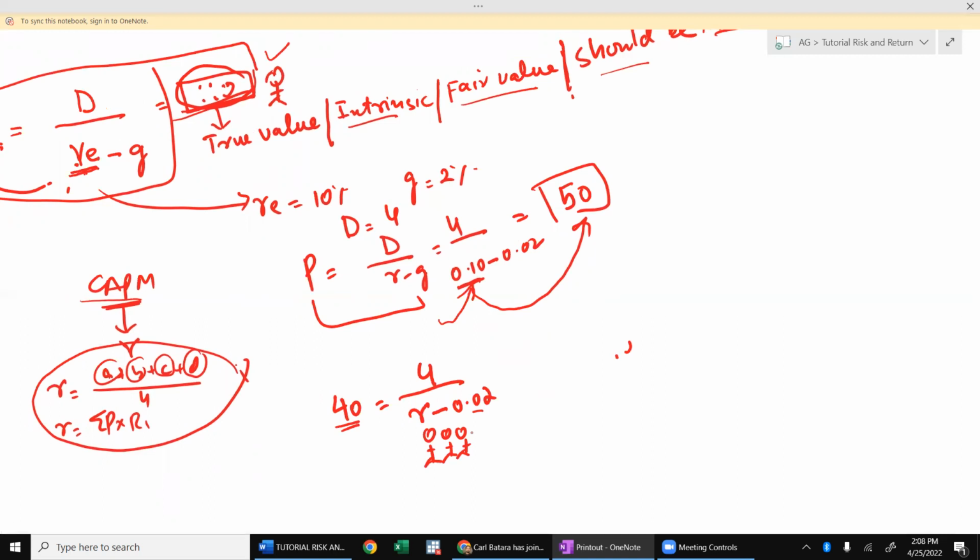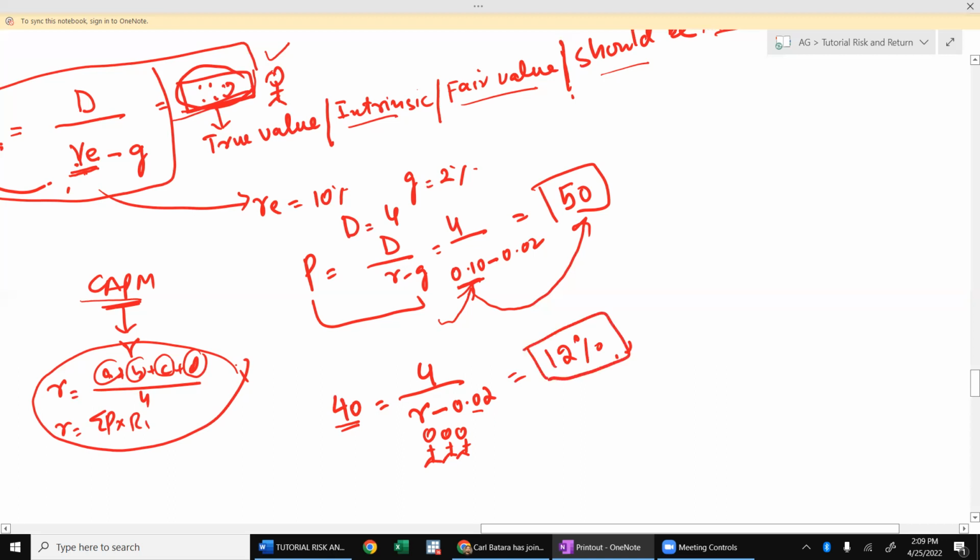Please calculate that. Let me know if you are calculating. Actually, the calculator is not with me, so please calculate that. The answer should be higher than 10. Yeah, very good. That is 12%, right?